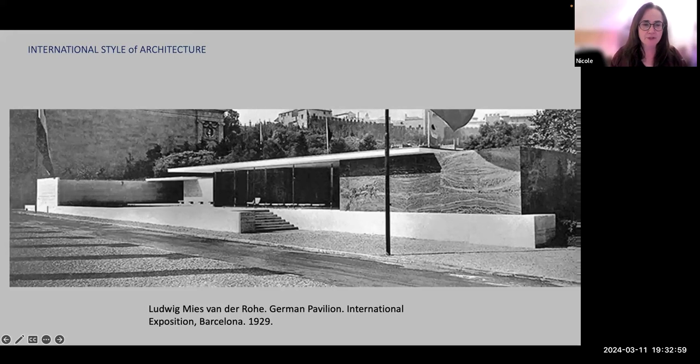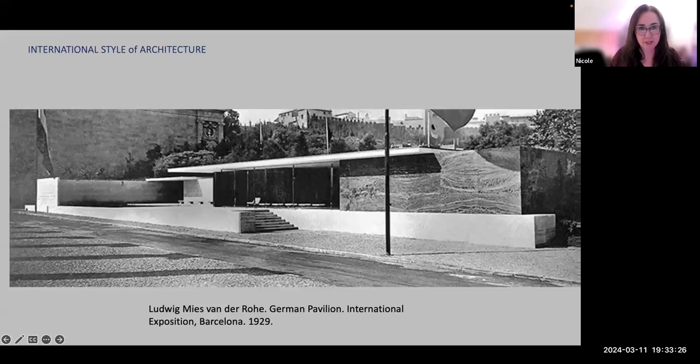Mies van der Rohe focused on creating fluid spaces within the pavilion, ensuring that visitors would experience a sense of openness and continuity rather than feeling confined within traditional enclosed spaces. The pavilion has become an architectural icon. It's celebrated for its elegant and timeless design. Its simple yet sophisticated aesthetic continues to inspire architects and designers worldwide.